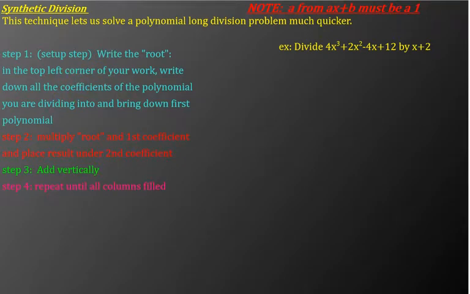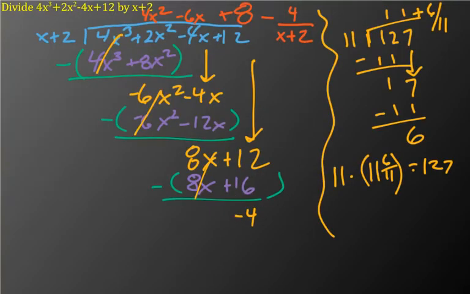This is basically how I think of it. So for the setup, and I'm going to try to color code all this, we write what I call the root in the top left corner of my work. The root is what I'm talking about when we have a linear factor, and from a linear factor, we would know the root would be -2. Even though we already know this problem doesn't divide cleanly, so this actually isn't a root for this polynomial, it's not a factor, and so -2 is not a root.